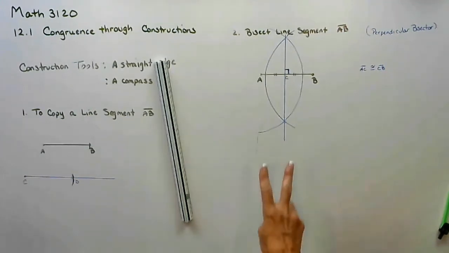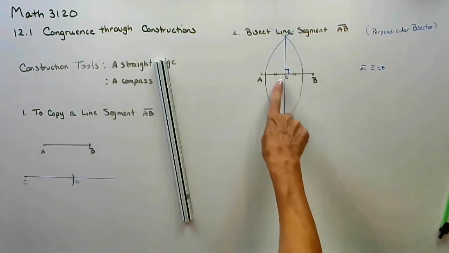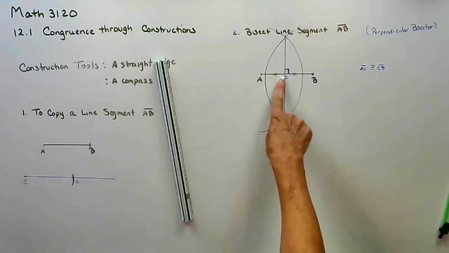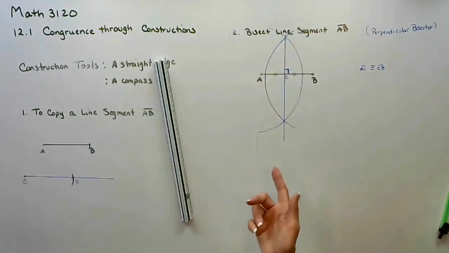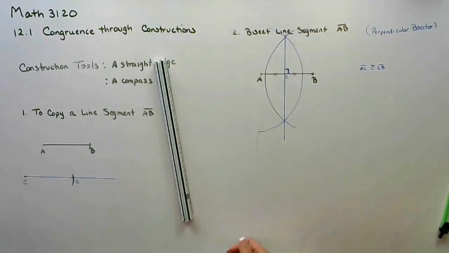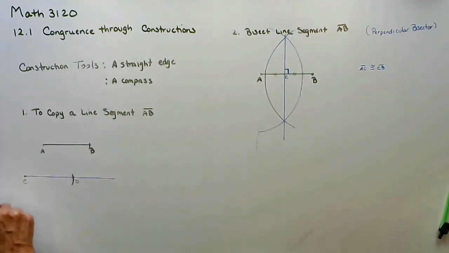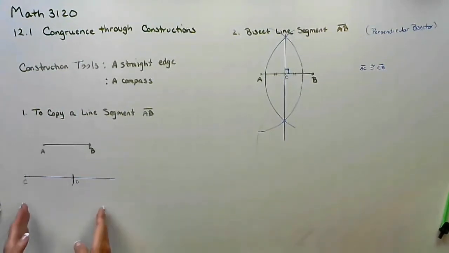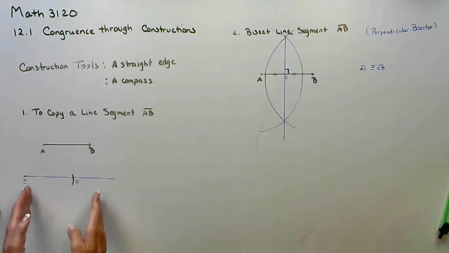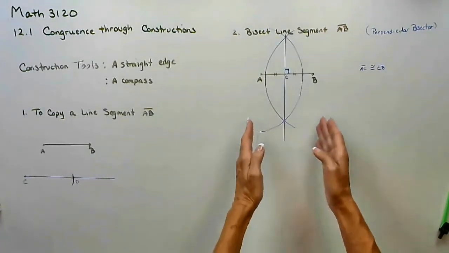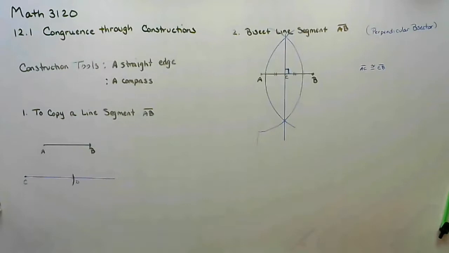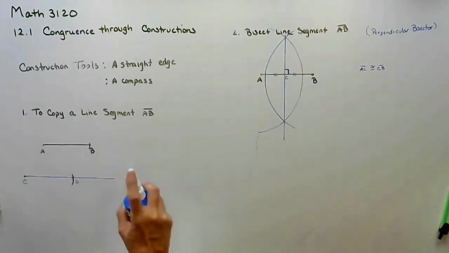So now we have created a bisector, we found a midpoint, and we've also actually created a perpendicular. So we've done a lot in the same thing. Now let's talk about, we now have looked at how to copy an angle. We've looked at how to copy a segment. We've looked at how to bisect that segment. Let's do the same thing with an angle. Let's first copy an angle, and then we'll bisect the angle.